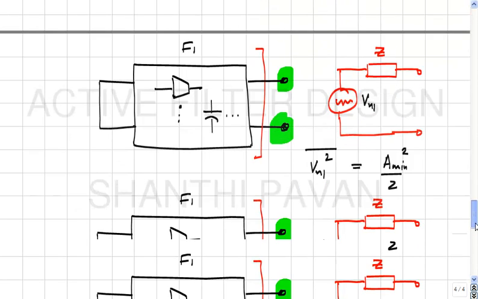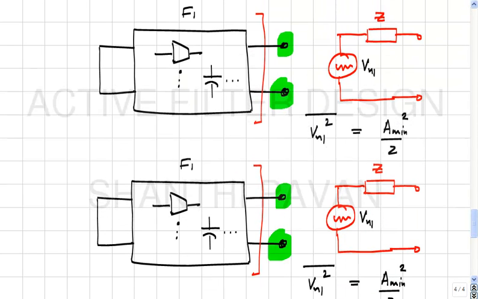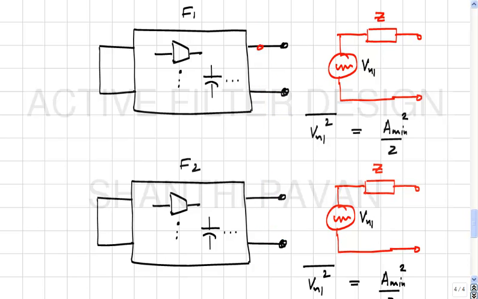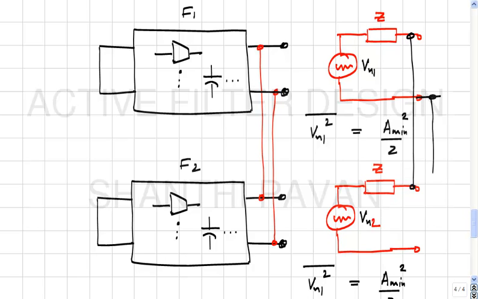okay, this is F2. Now I'm going to connect these two together, which means in the Thevenin equivalent, all that I need to do is connect this to this and this to this, and this is my composite output, correct?